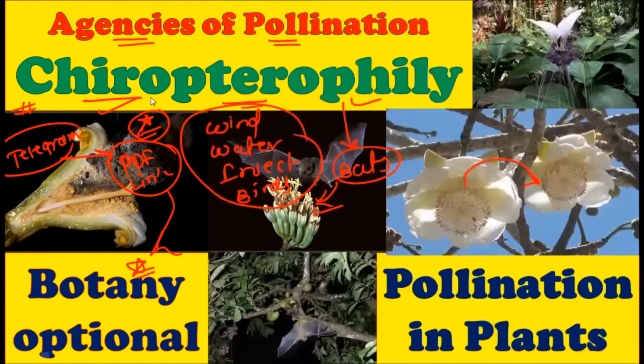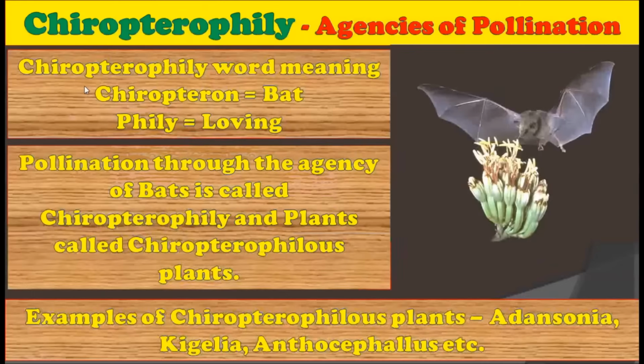Alright. So let's learn about Chiropterophily. Now, first of all, let us see what is the meaning of the word chiropterophily. This word is made up of two words. First is chiropteron and second is phily. Chiropteron literally means bat, and phily means loving. Those are plants which love bats to visit their flowers.